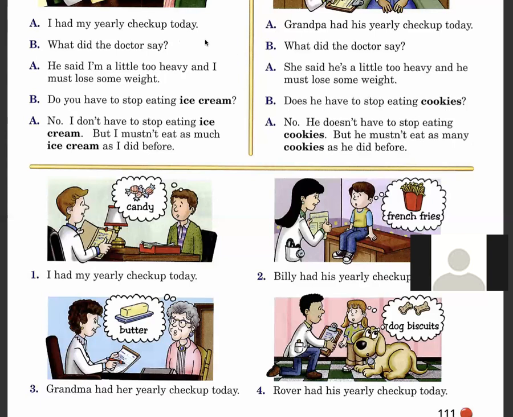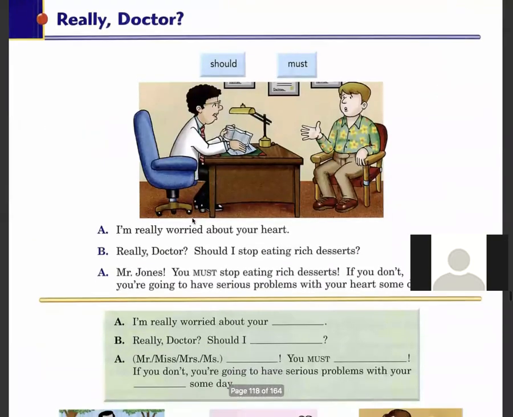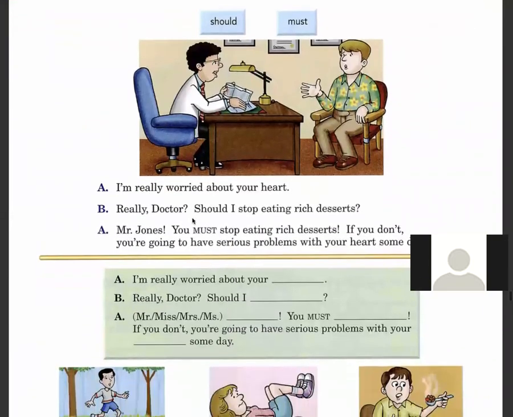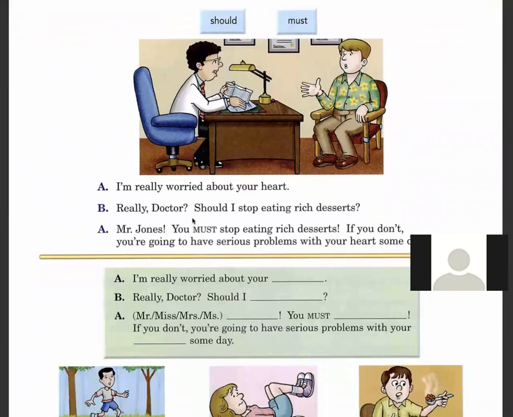Let's use that one as an example. And you guys can complete the rest on your own. So take pictures 2, 3, and 4. Let's go down. All right, so let's see the individual use of the word should and the individual use of the word must.